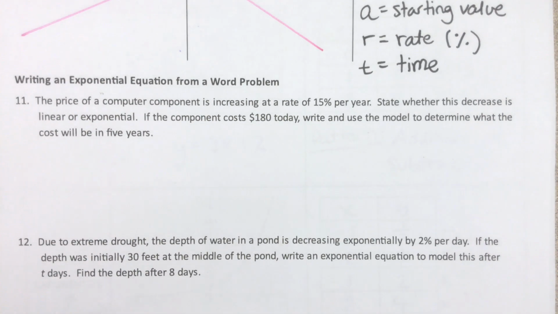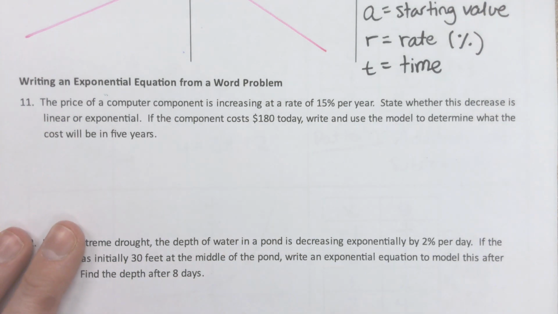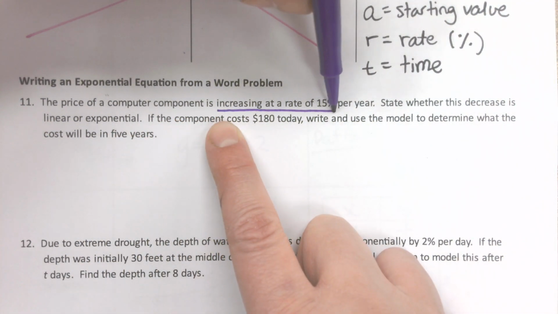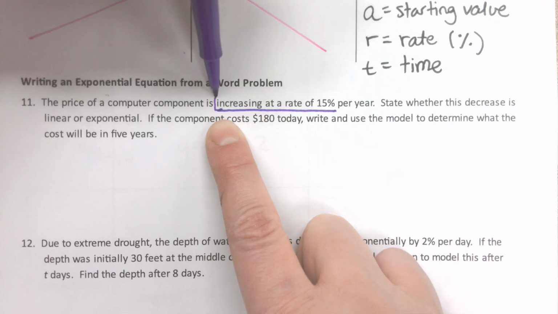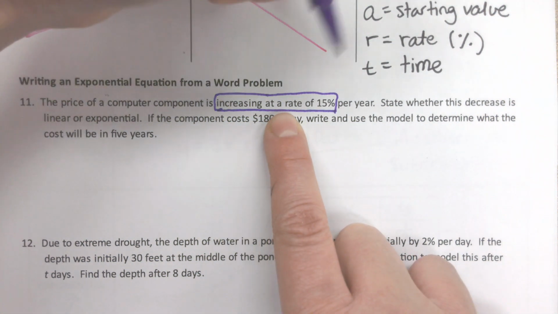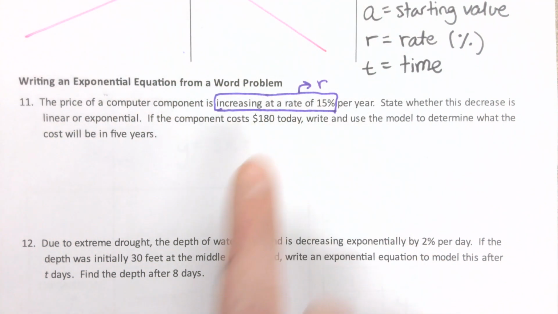Number 11, it's going to ask you if it's exponential or linear. I'm telling you it's exponential, so ignore that part of the directions. There's also a slight typo. I'll let you know when we get there. The price of a computer component is increasing at a rate of 15% per year. That directly says rate. This is our R value.